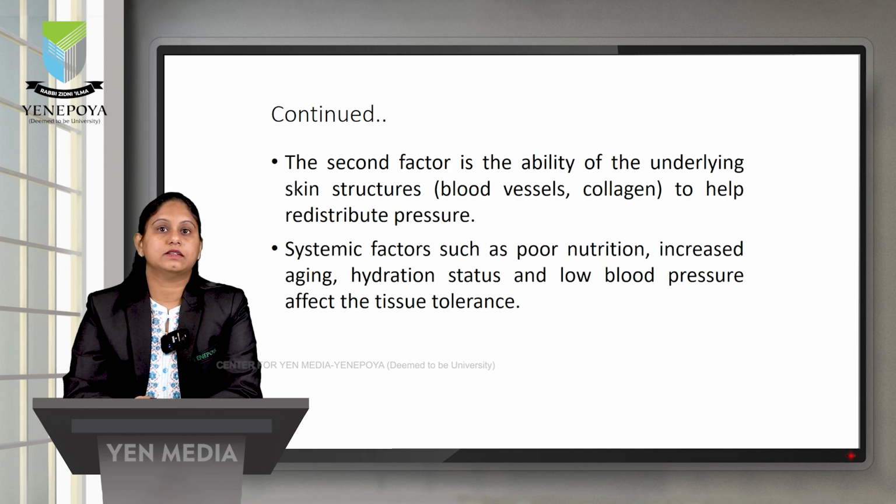The other factors, that is the ability of the underlying skin structures, especially the blood vessels and collagen fibers, also help to redistribute the pressure. And systemic factors such as poor nutrition, malnutrition, undernourishment, increased aging in elderly people, hydration status, that is dehydration and low amount of fluid in the body, and low blood pressure affect the tissue tolerance.